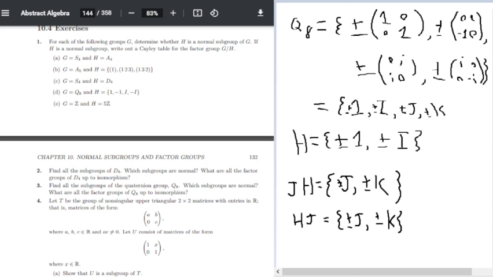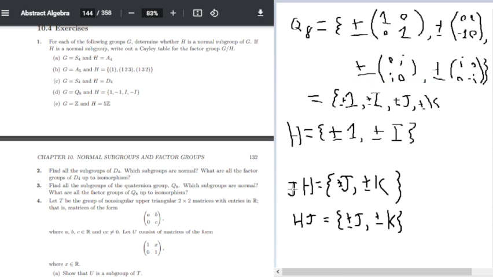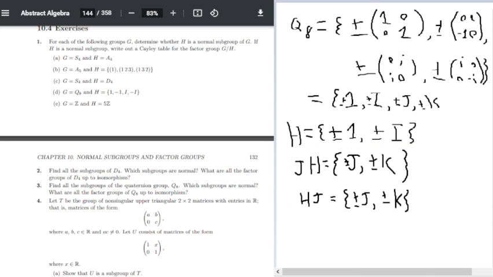And then we're gonna have to compute. Man, I really need to work with quaternions more often. Pull all this up here for space. We then compute KH is equal to plus or minus K.